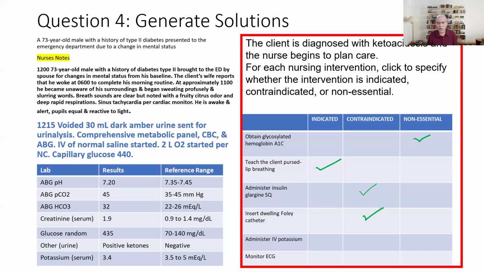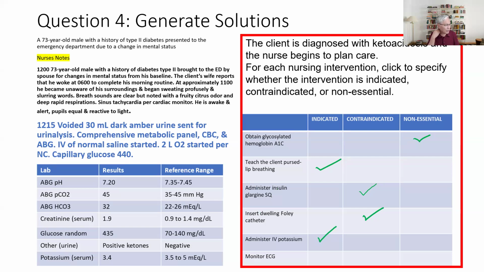How about administer IV potassium? What was the potassium level again? It was 3.4. So would it be indicated, contraindicated, or non-essential? Well, it says 3.3 or less, you should replace it. Correct. We need to replace it because there's going to be a risk for arrhythmias. So it should be indicated.